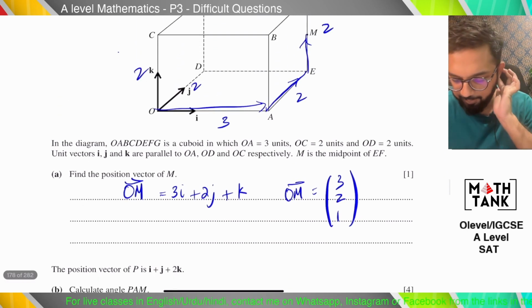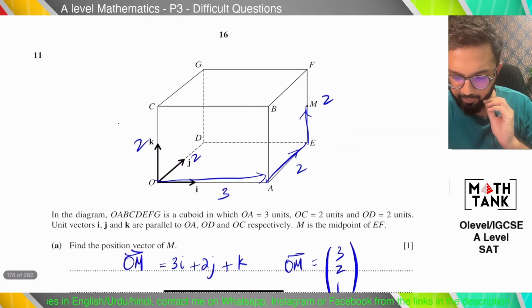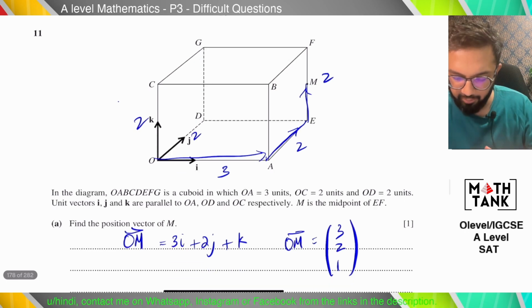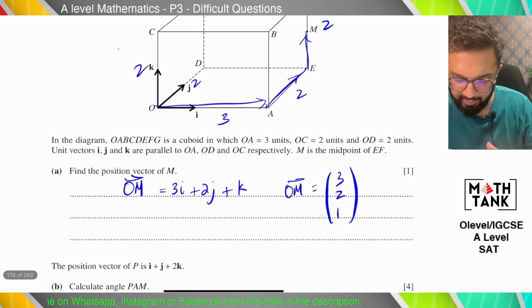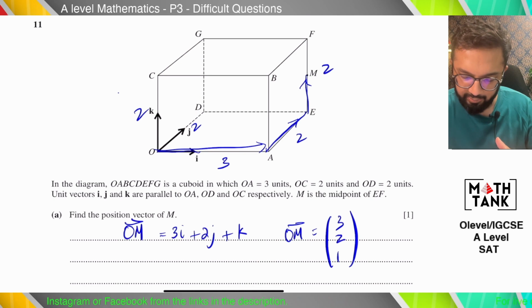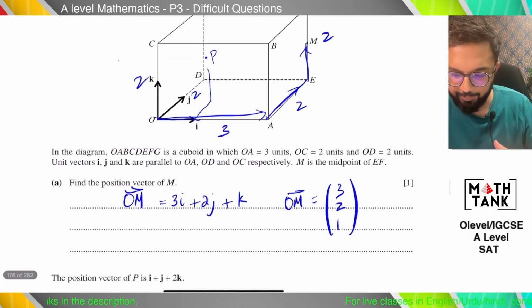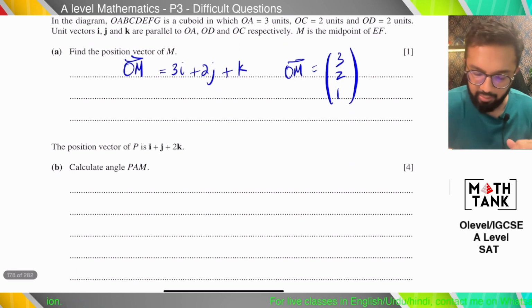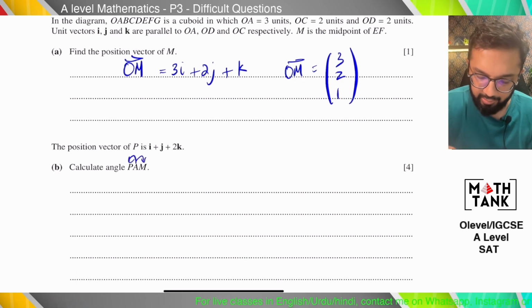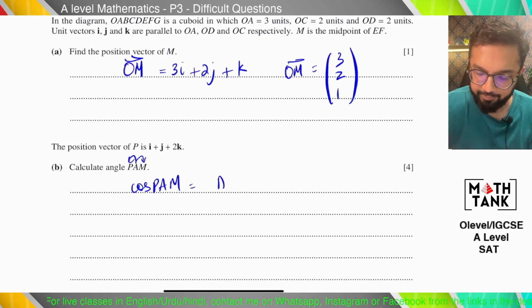The position vector of P is 1, 1, and 2. Where is P? 1, 1, and 2. Okay, it's not there on the diagram. It's somewhere in the middle of nowhere. It's P. Okay, calculate angle PAM. So that's simple, I can do that. I can do cos PAM equals AP dot AM over magnitude of AP into magnitude of AM.